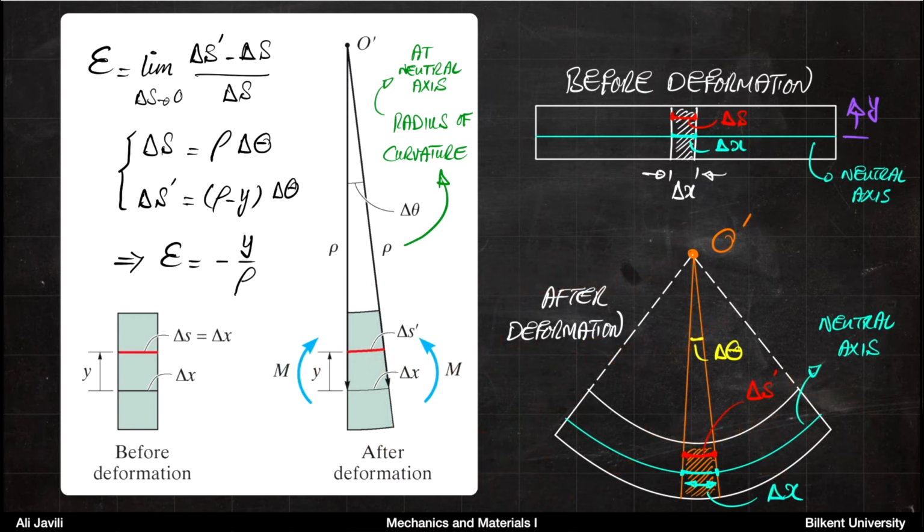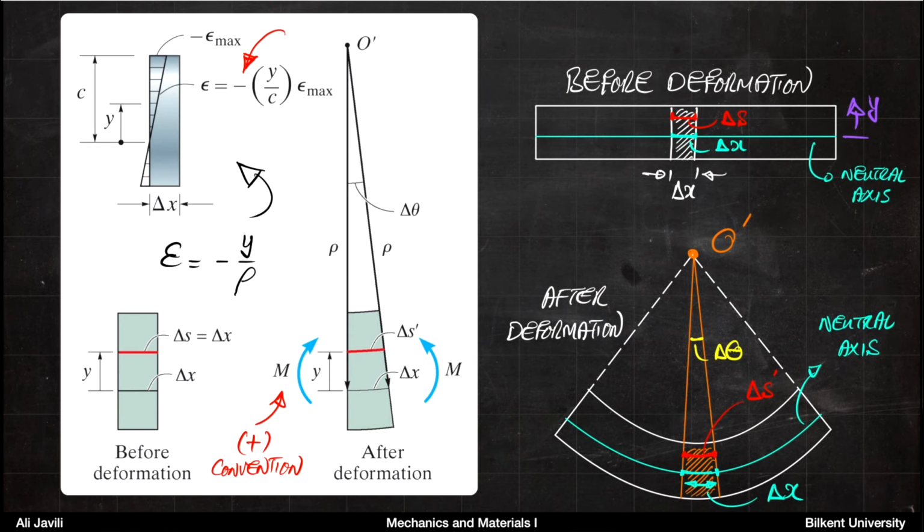Okay, so this is what we have so far, and we want to elaborate on that a little more. So based on the analysis we had, now we know strain distribution would be linear. And if you define your maximum strain, epsilon max, as the strain at the point farthest away from the neutral axis, and we call that distance c, then you can write your strain distribution like this.